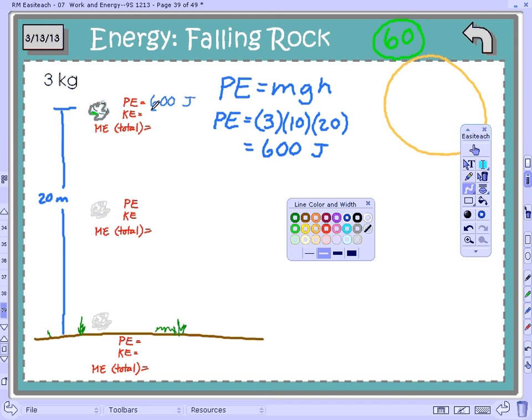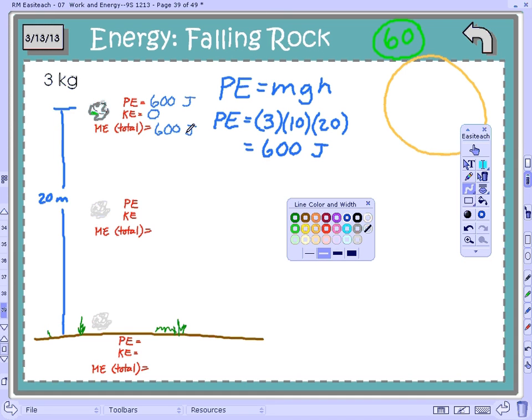Zero, because that object is not moving. That's correct. When you drop an object, you can assume that it's not moving in the beginning. Does anybody want to tell me what the mechanical energy is? 600 joules. We simply added those up.